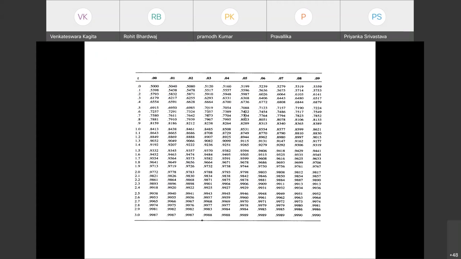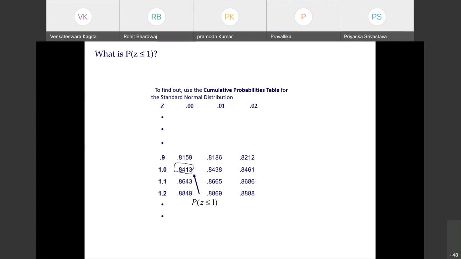I'll show how to refer to this table and we'll solve some problems based on that. If Z is the random variable representing this distribution, then Z less than or equal to 1 can be referred in the table like this. Z value 1 and the second decimal point is 0, so 1.00. The probability that Z is less than or equal to 1 is 0.8413.